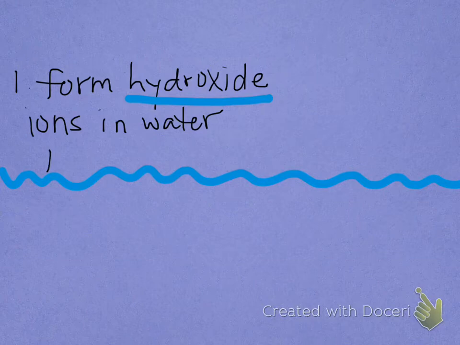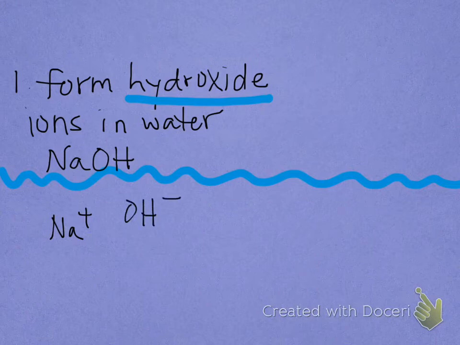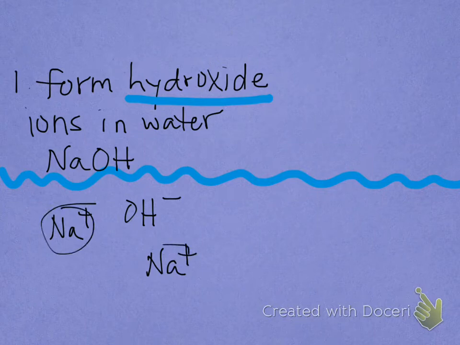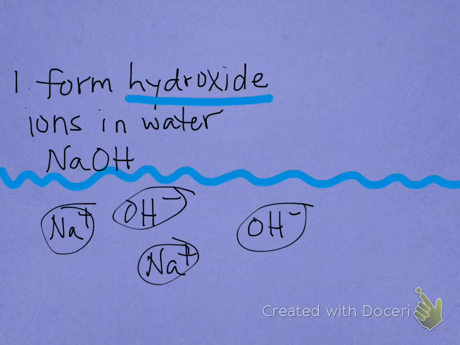So if I take NaOH, or sodium hydroxide, which is soap, and I put it in water, what happens is this compound, NaOH, sodium hydroxide, starts to break apart into different ions: the sodium ion and the hydroxide ion. And it's the presence of these hydroxide ions, or these OH negative ions, that indicate that you have a base present.